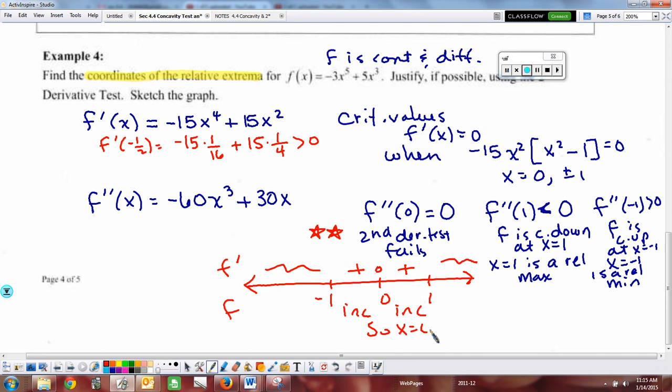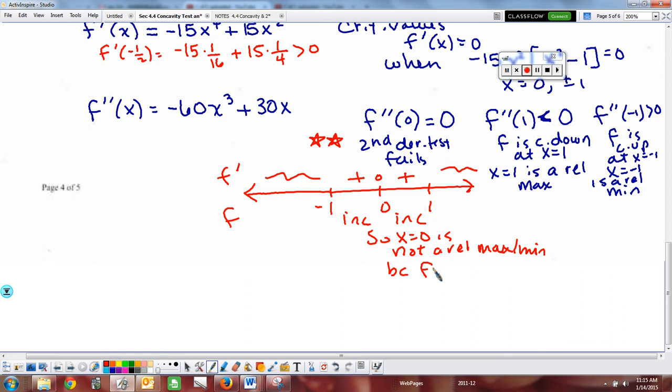So x equal to 0 is not a relative max or min, because the first derivative did not switch signs. And again, because they don't interpret my sign chart, I should say because f prime does not switch signs. And then let's just finish out the problem because they ask me to find the coordinates. So I need to plug them back into the original to get the coordinates for each.